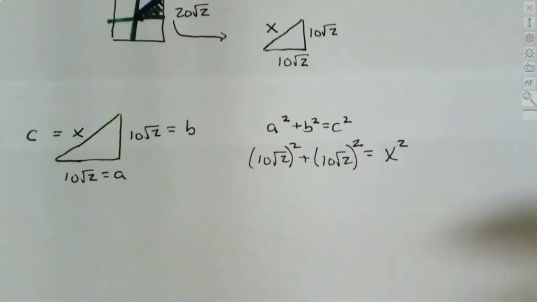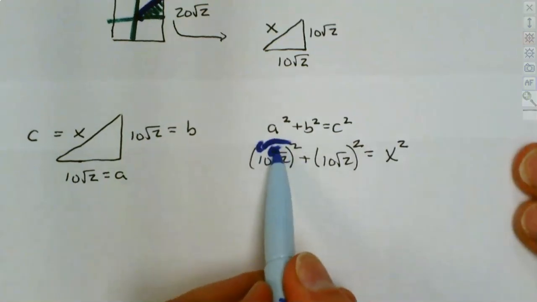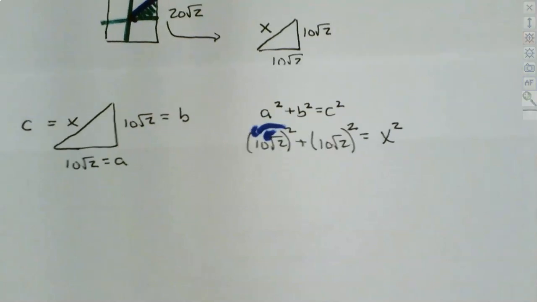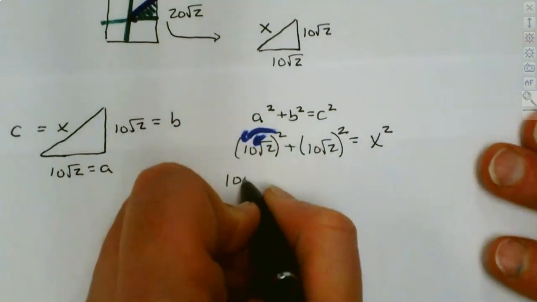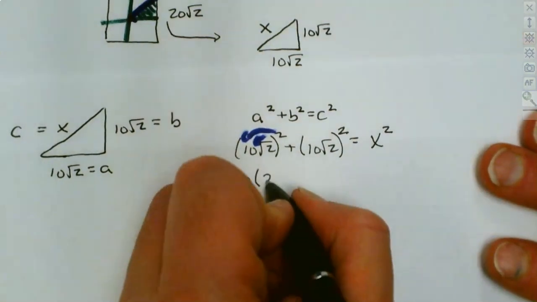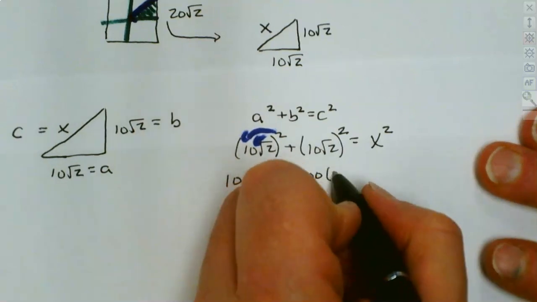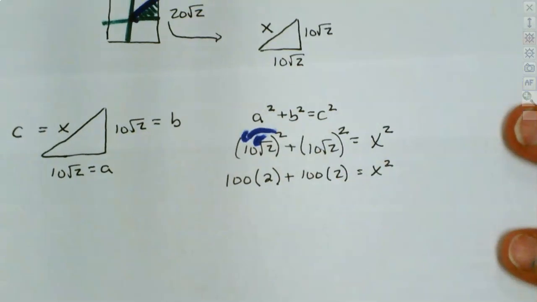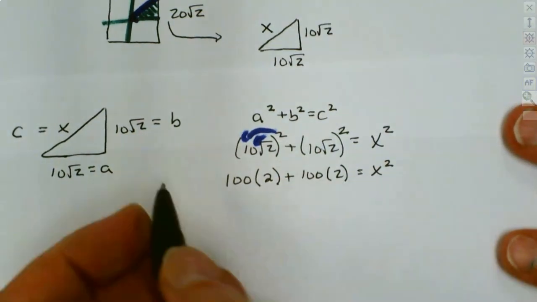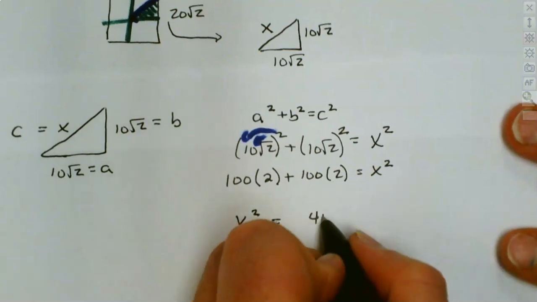Now, how do we handle all this squaring? Well, when we square, we have to remember to distribute the square through. So 10 squared is 100, so that's going to come down as 100. And square root of 2 squared is 2. Same thing in the next part, 100 times that 2, and that equals our x squared. So that's 200, another 200. That leaves me with x squared equals 400.